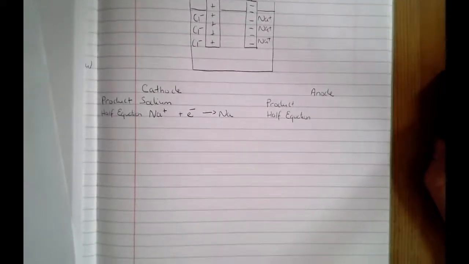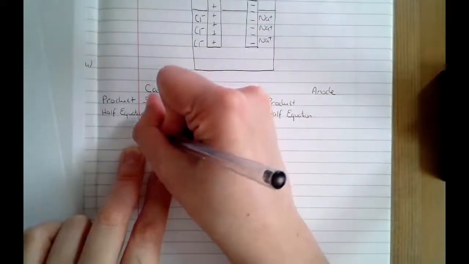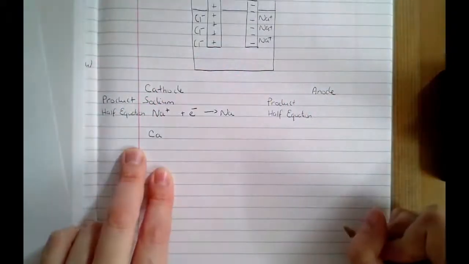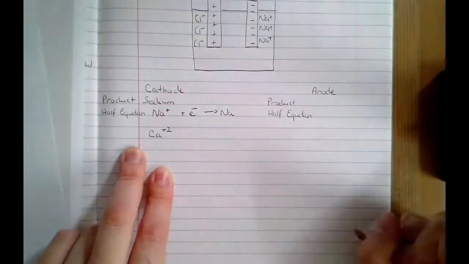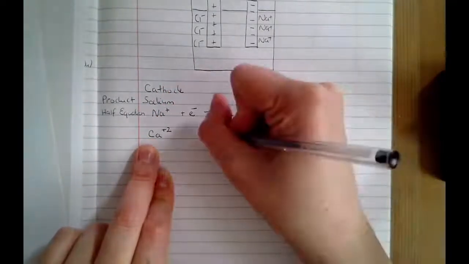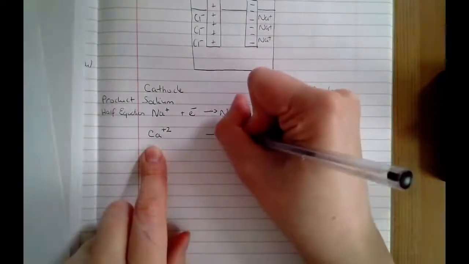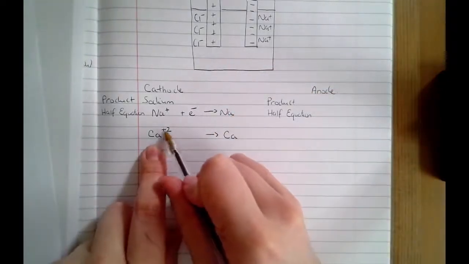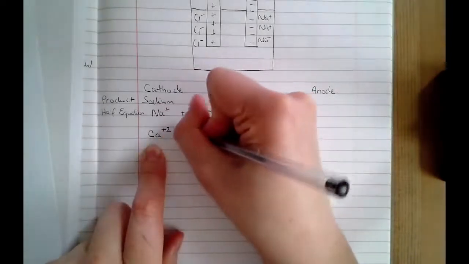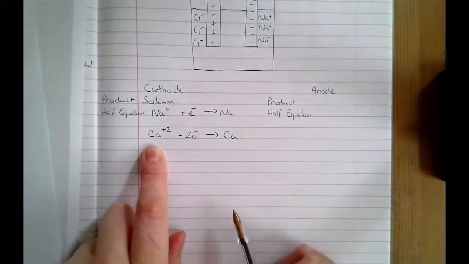If I had a different metal in my electrolysis experiment, let's say, for example, calcium. Calcium is in group 2. It loses 2 electrons when it reacts. So if I've got calcium, it would have a 2+ charge on it. If I wanted to take my calcium ion and convert it back into a calcium atom, because it's 2+, it had lost 2 electrons. I then need to give it those 2 electrons back, and then I'm back to calcium again.